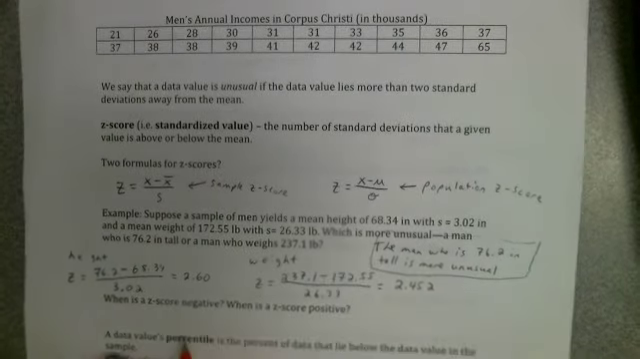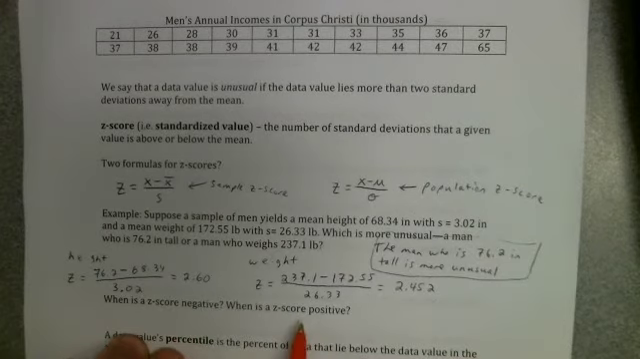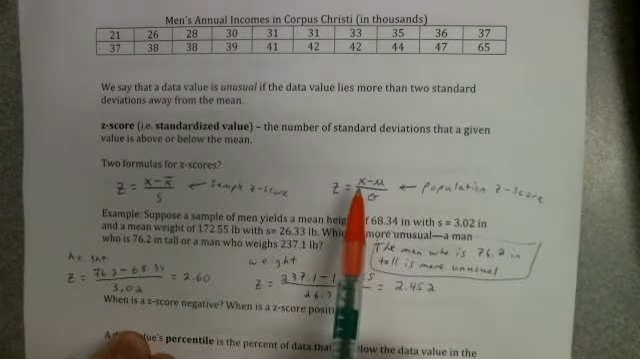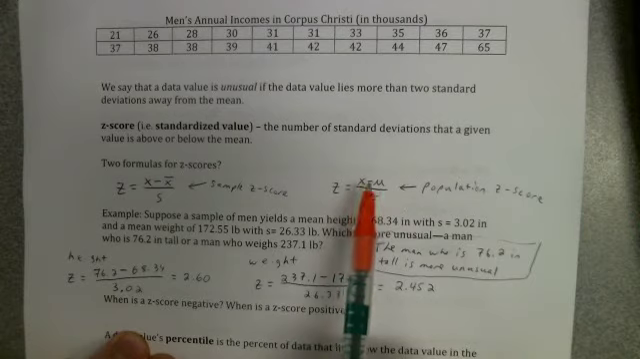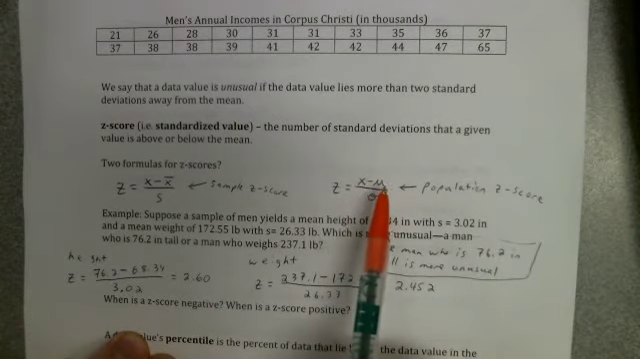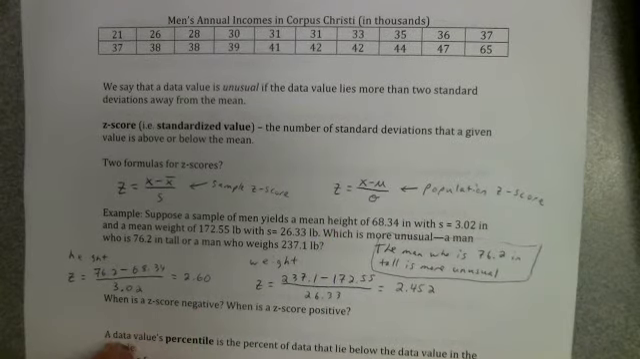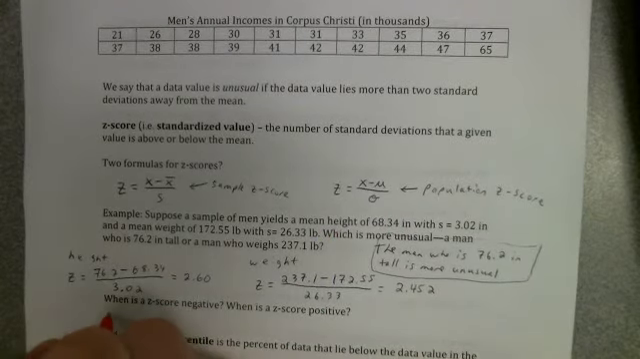Okay, then I ask these questions. Well, when is a z-score negative? When is a z-score positive? Okay, well, we can just look at our formulas. A z-score will be negative if x is less than mu, or in other words, if your data value is less than the mean. So data values to the left of the mean have negative z-scores.